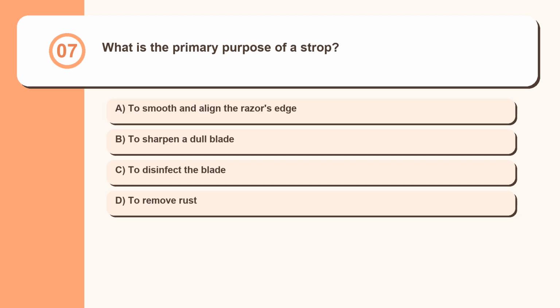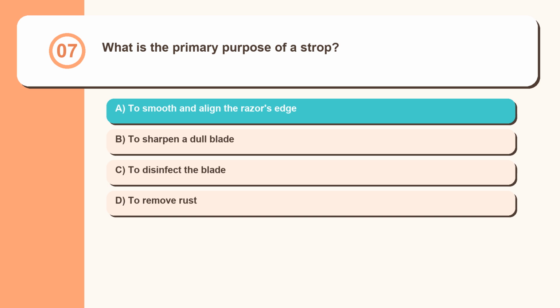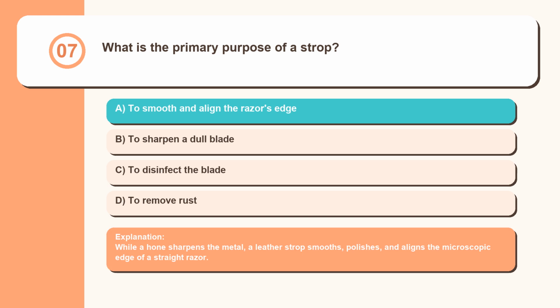Question 7. What is the primary purpose of a strop? To smooth and align the razor's edge, to sharpen a dull blade, to disinfect the blade, to remove rust. While a hone sharpens the metal, a leather strop smooths, polishes, and aligns the microscopic edge of a straight razor.